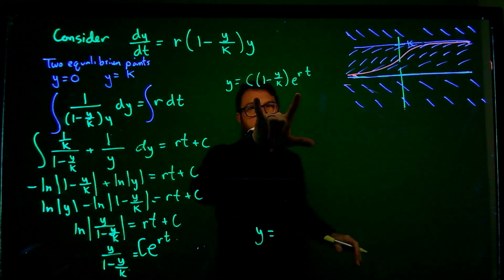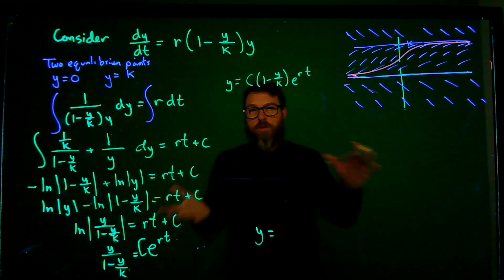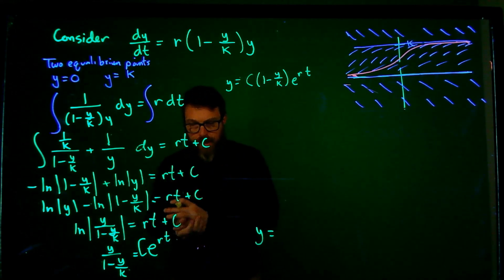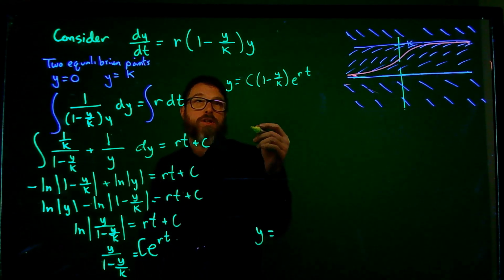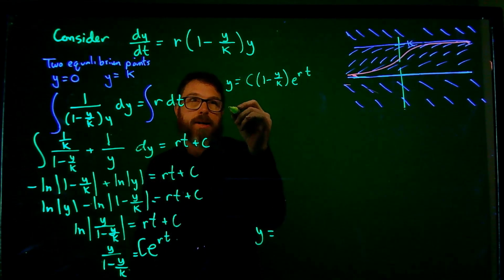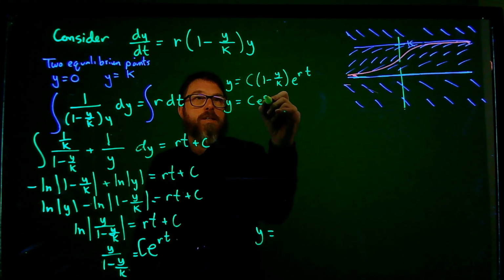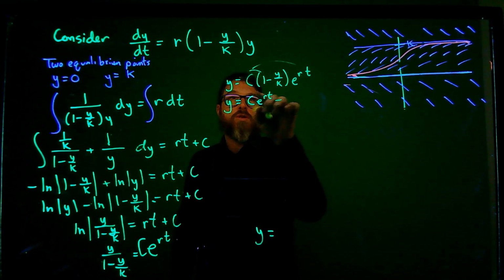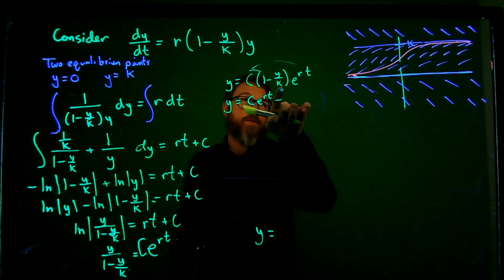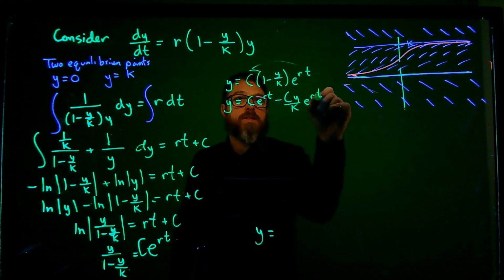Now, these things being all multiplied together, a bunch of factors isn't going to help. What I need to do is get y on one side. So if I can expand these things, I can isolate through addition and subtraction. I don't want to do it through division because it's going to send the y back in the denominator. So y is equal to c e to the rt here, and then minus c times y over k times e to the rt. So this is going to be c y over k e to the rt.